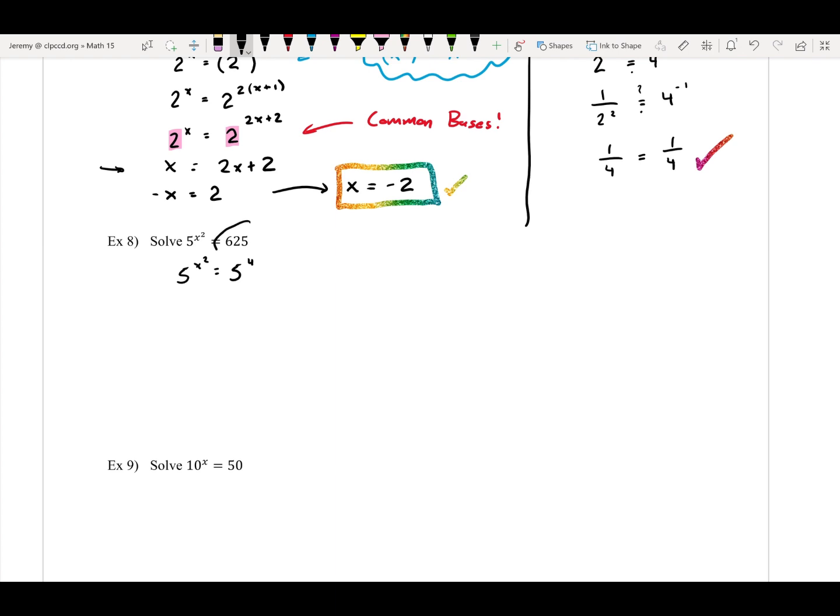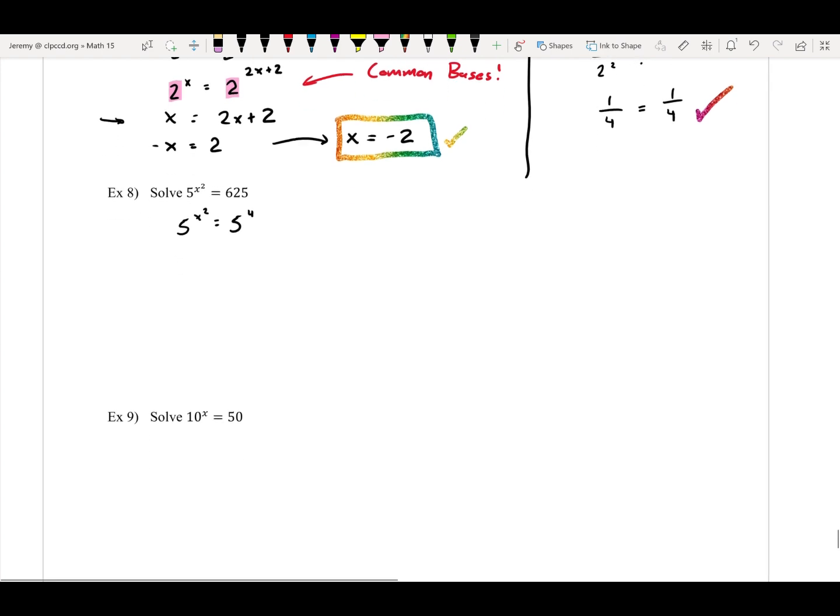I honestly did not have that memorized as a 4th power of 5, but I just pulled out my calculator and started raising 5 to different powers to see if 625 was one of the numbers that appeared on the list, and fortunately it did. Okay, so now we have common bases. I can just rewrite this as x squared is equal to 4, right? Just setting those exponents equal to each other. We can do that whenever we get common bases like this.